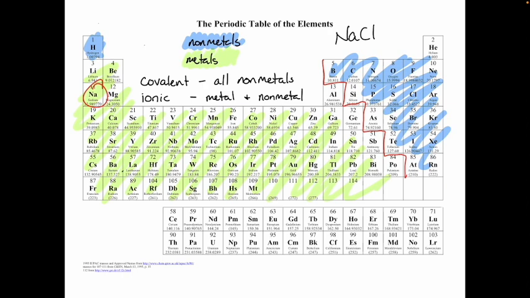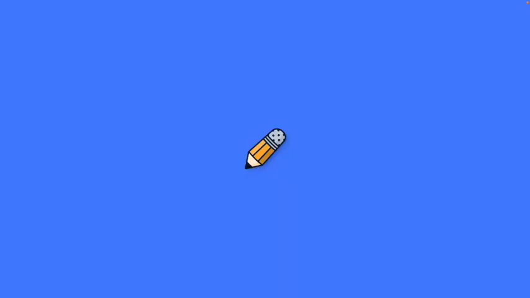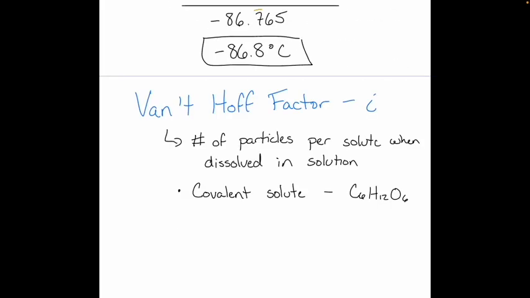Okay? Cool. So covalent compounds, if you take something like sugar and dissolve it in solution, those sugar molecules don't break up. They just stay as one whole sugar molecule. But ionic compounds behave very differently in solution. Ionic solutes, so for example NaCl, these dissociate in solution.